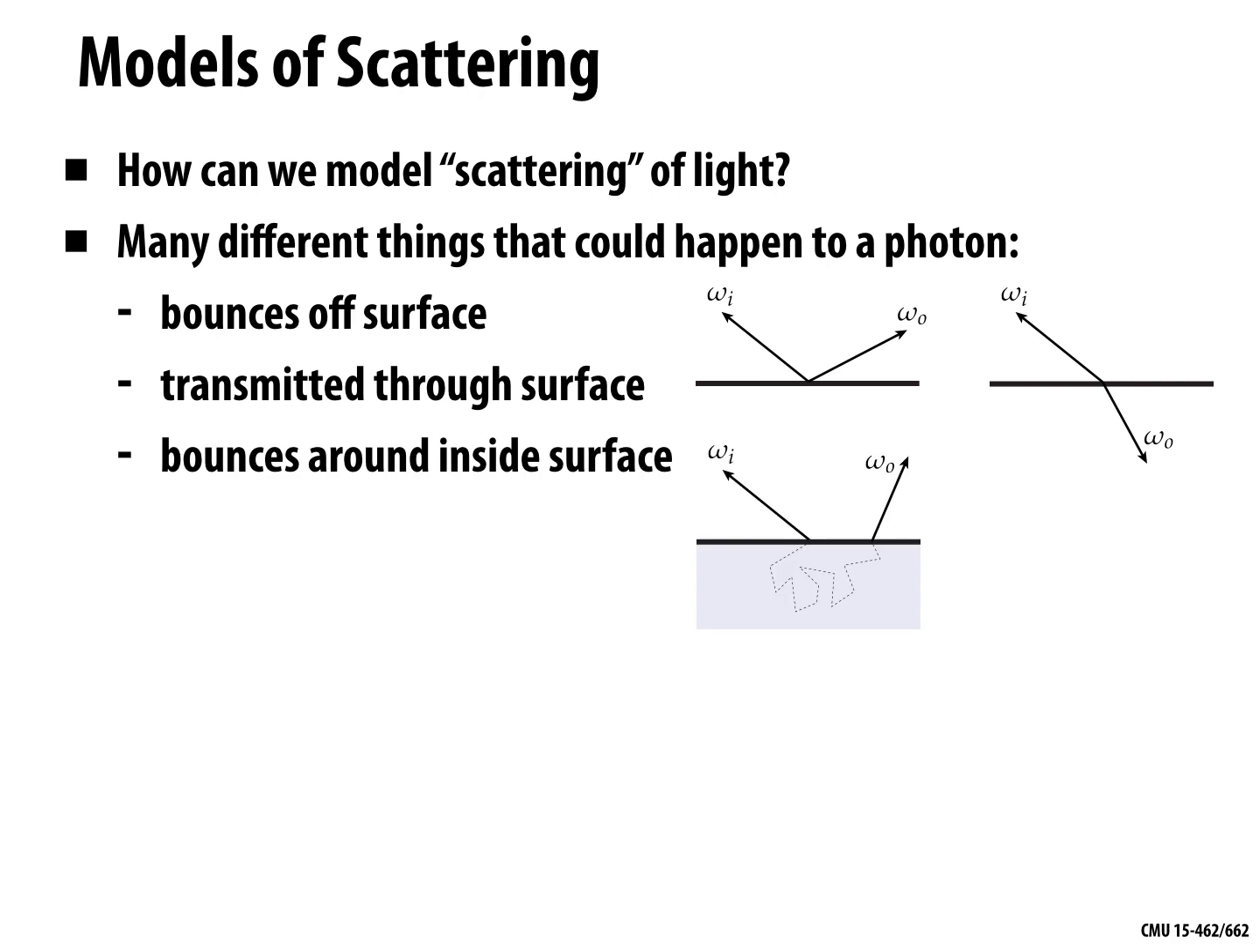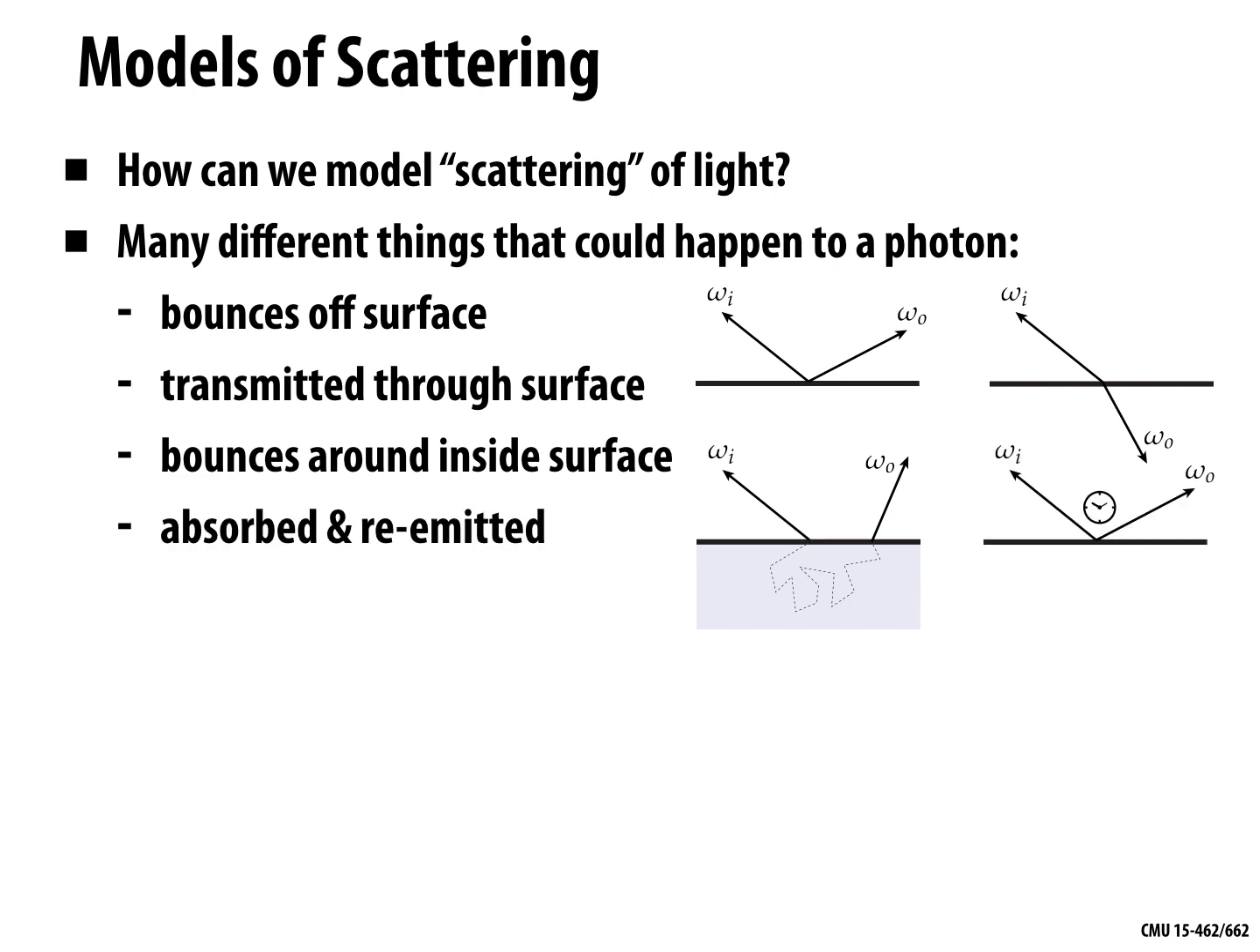More interestingly, and what happens with a lot of real materials, is that it might bounce around inside the surface for a short amount of time. When light hits your skin, for instance, it doesn't immediately bounce off and it doesn't pass through. It bounces around inside the skin and then comes out maybe somewhere else.